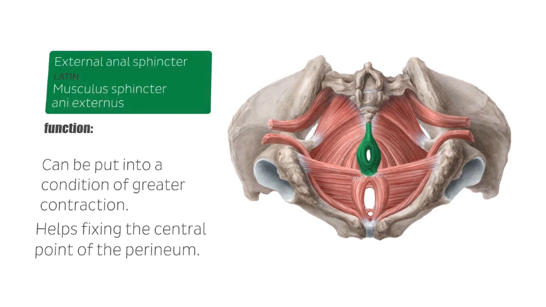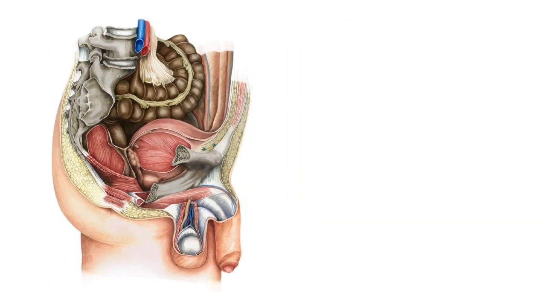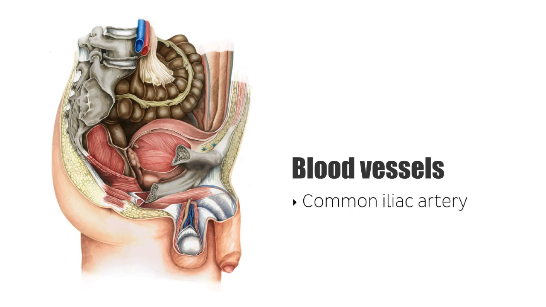We are now ready to move on to another set of structures that we're going to be seeing here on this parasagittal section, the blood vessels. And there are two that you can see here superiorly that we're going to be discussing. And these are the common iliac artery and also the common iliac vein.